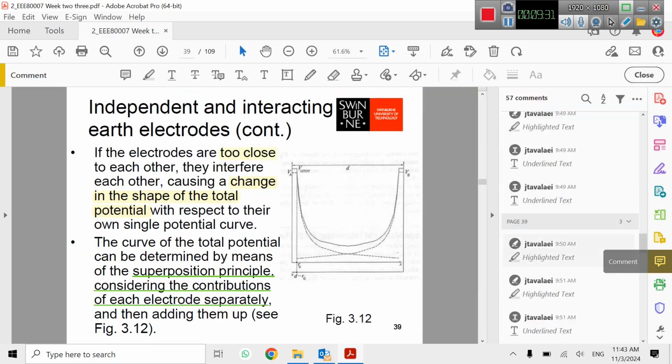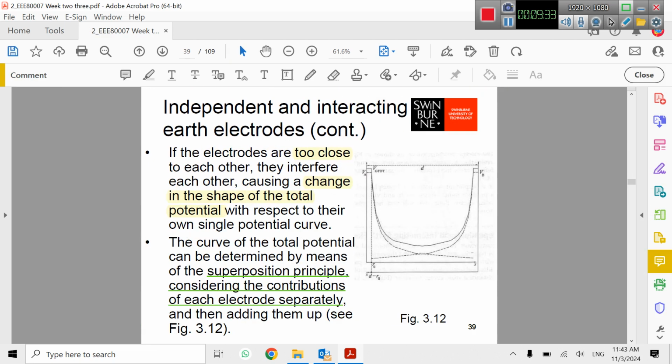Let me draw a bit. So the voltage should reduce in this way by increasing the distance. However, it is connected to electrode B, so this area is an equipotential area for these two, which means these two are connected to each other. Then this causes a change in the shape of the total potential.